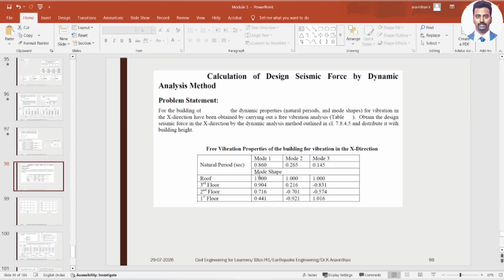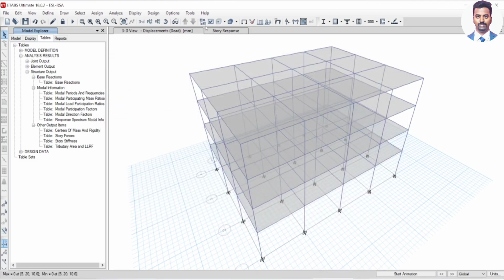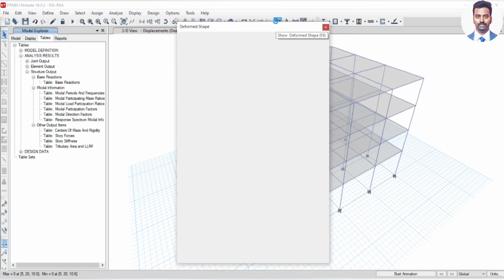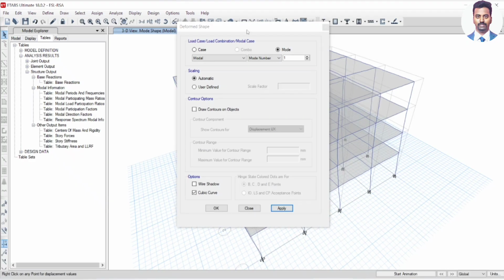And when we are looking into mode shape, how to get the mode shape in ETABS is: deformed shape and press the mode. If you apply, you will get the first mode.